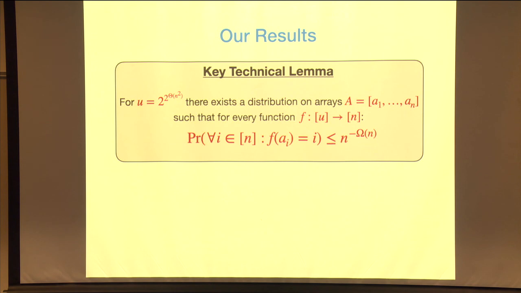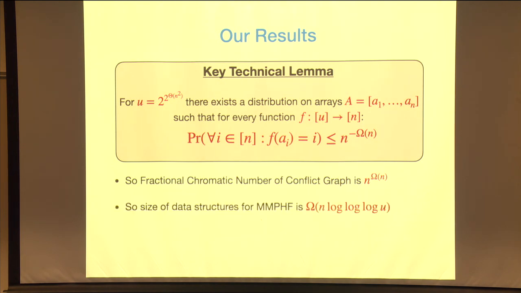The key technical lemma was this thing. This is not graph theoretic or anything. This is like a property of set functions and distributions. Like that, you'll get this. This will tell you the fractional chromatic number of the conflict graph is n to the omega n. So the size of the data structure will become this thing.